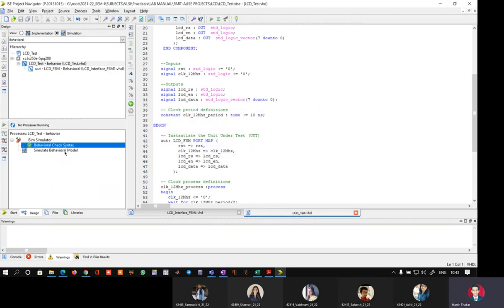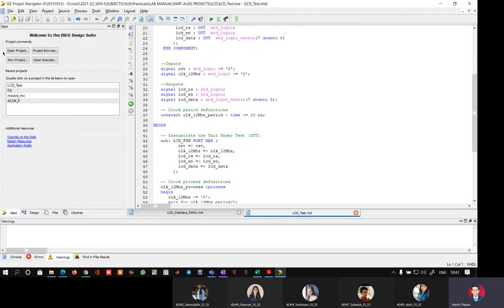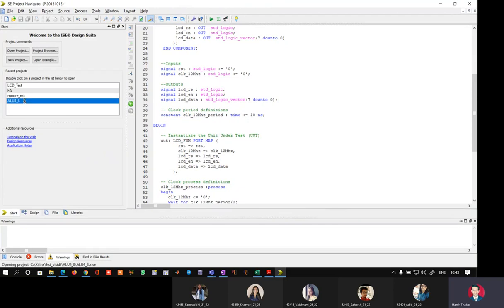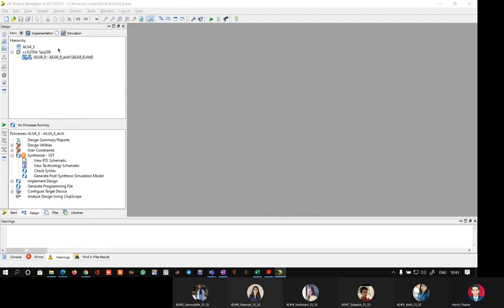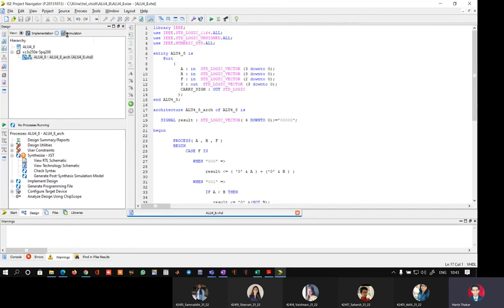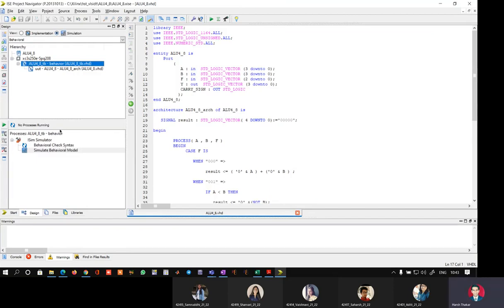But students, please understand one thing. There is a difference in the way you run the test bench of this assignment and the way you run the test bench of the previous assignments. Let us open a previous assignment, say ALU 4_8, MVM, simulation. We have the test bench, check syntax, and you just run it like this.